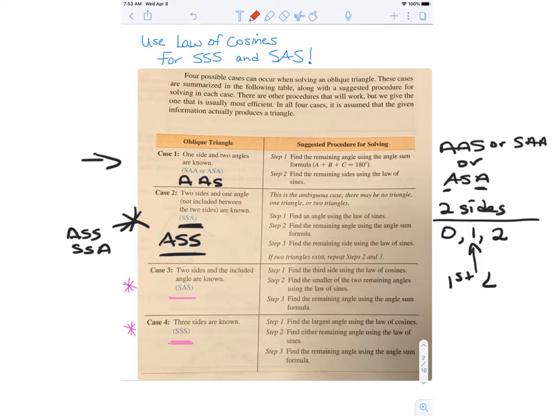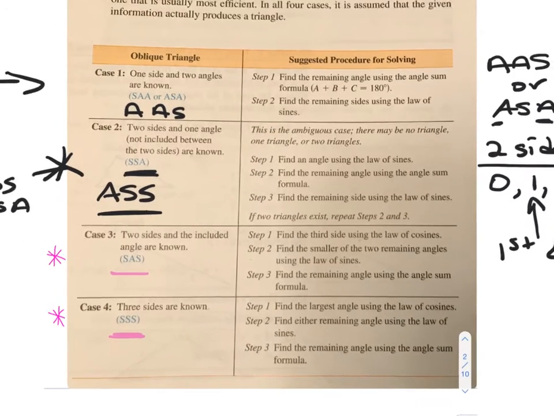Then these last 2 with the pink star, that's going to be where you're going to use law of cosines first, when you're given all 3 sides or when you're given two sides and the included angle. So when that scenario occurs, make sure you're reading over here the suggested procedure.